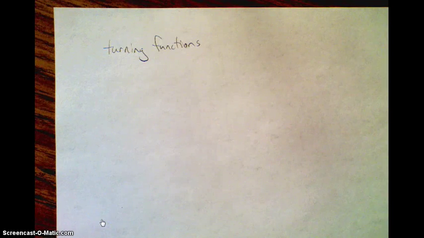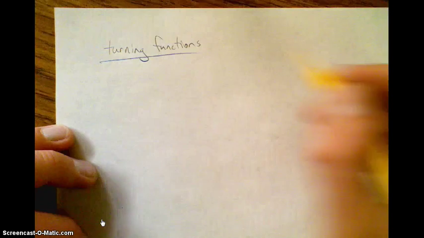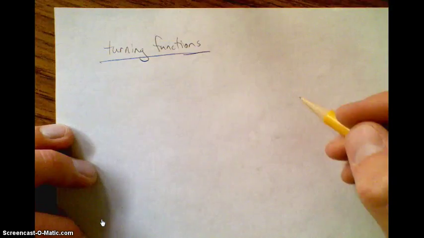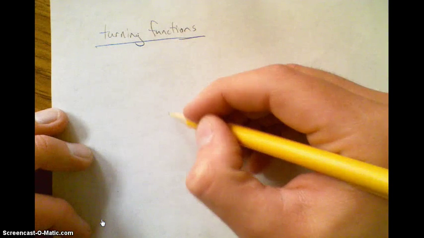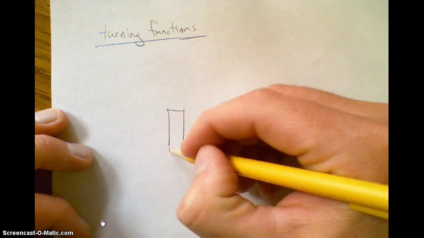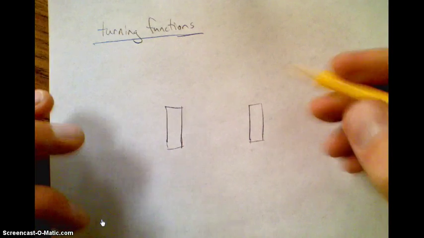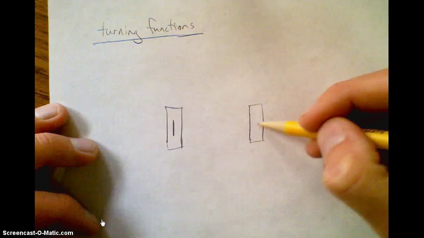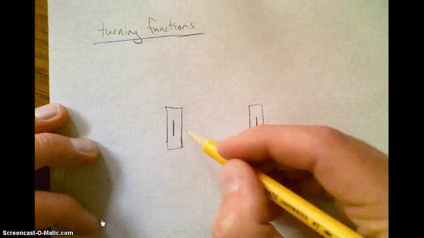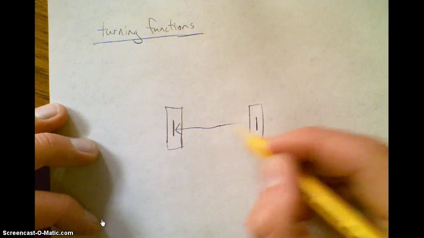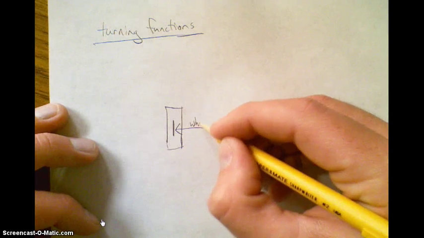Alright, so we're going to look at turning functions today and figure out how to get our robot to turn 90 degrees. So if we looked at our robot, we have a wheel on this side and a wheel on this side. And we have an important measurement that we need to find from the center of this wheel to the center of this wheel.